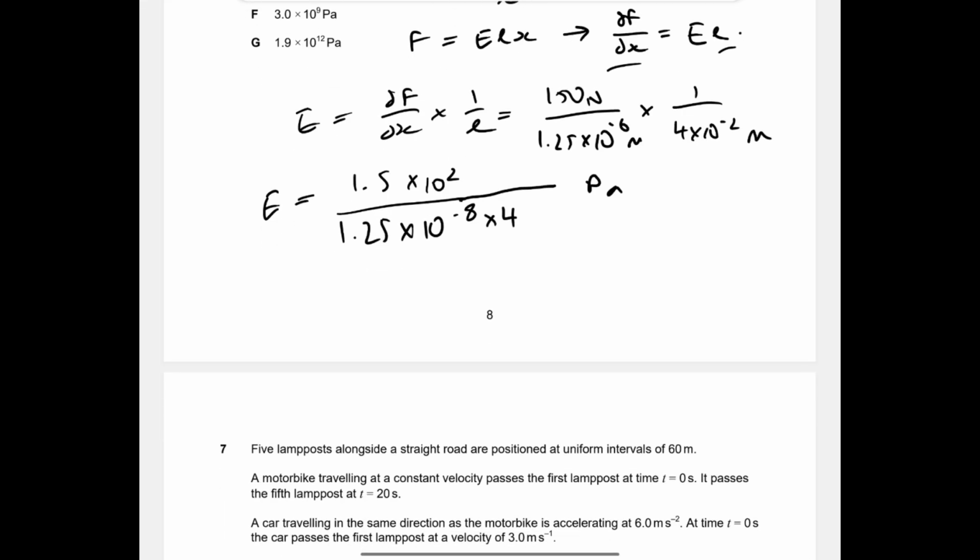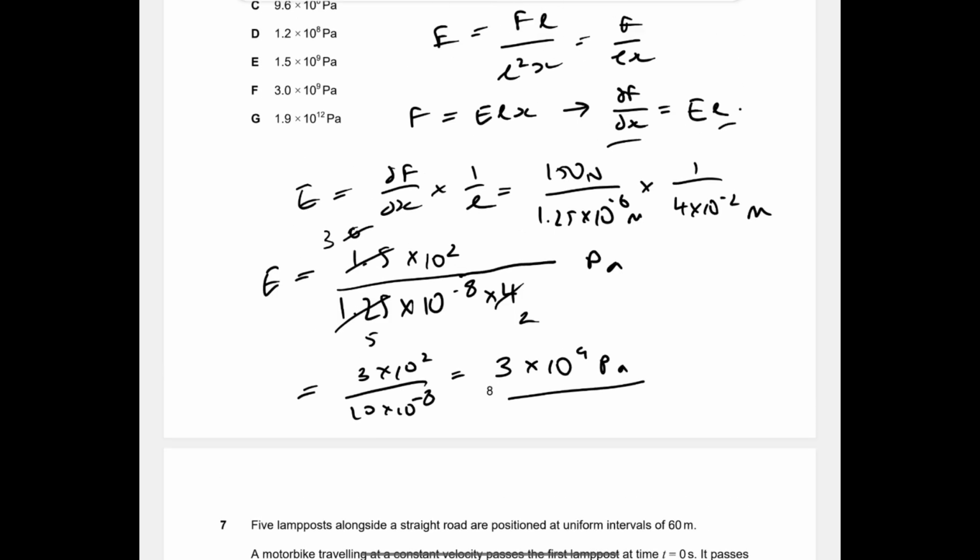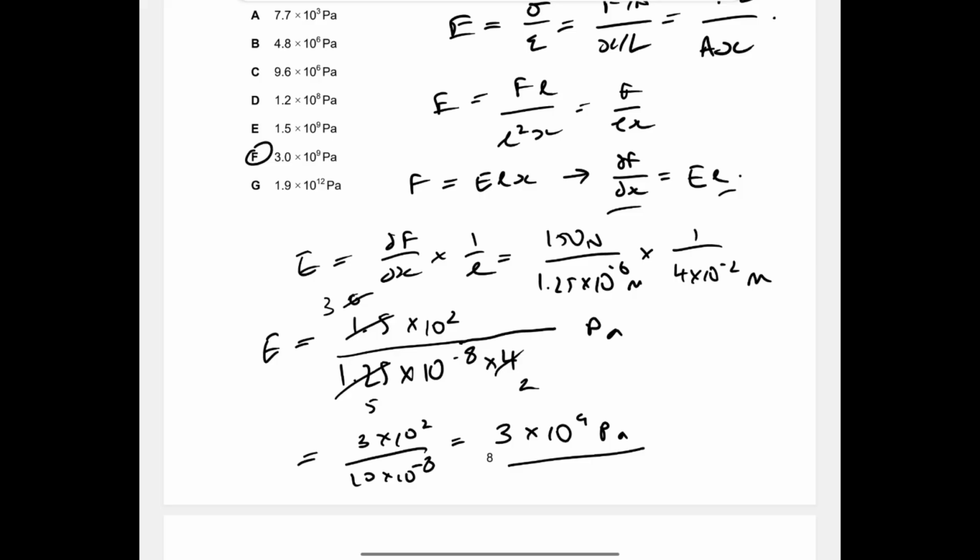Pascals, which is going to be, take out a factor of 0.25 from each of these, we get 6 and 5, take out a factor of 2. So then we get 3 times 10 to the 2 over 10 times 10 to the minus 8, which is 3 times 10 to the 9 pascals, which is F.